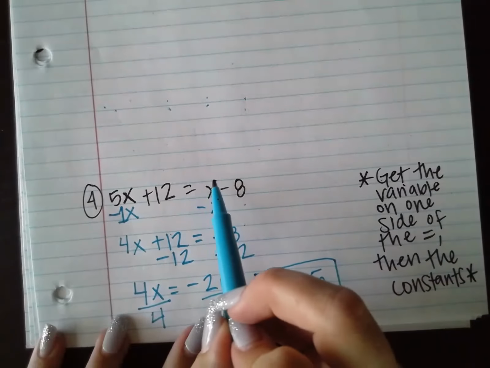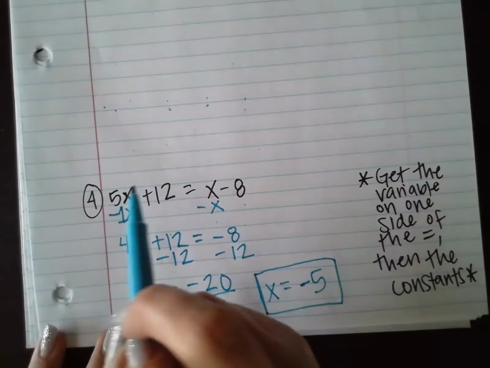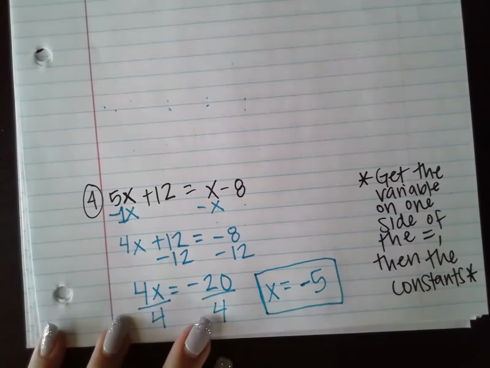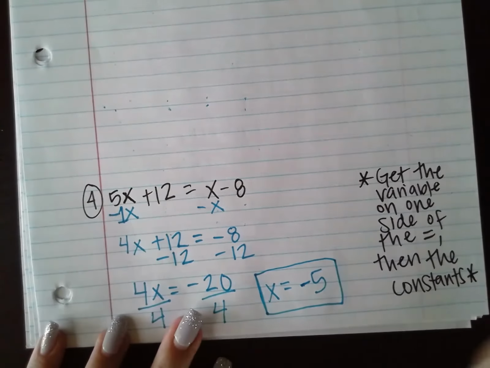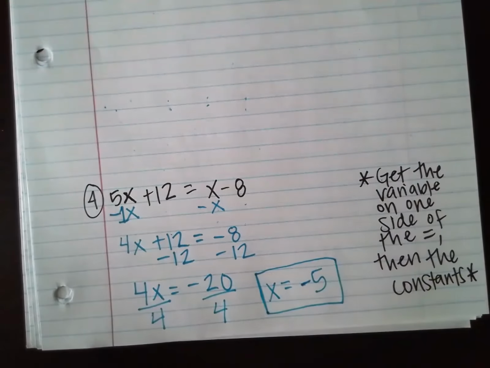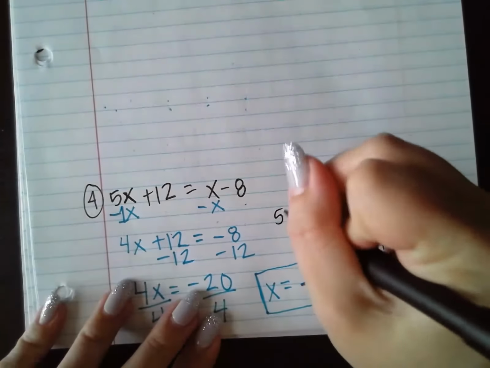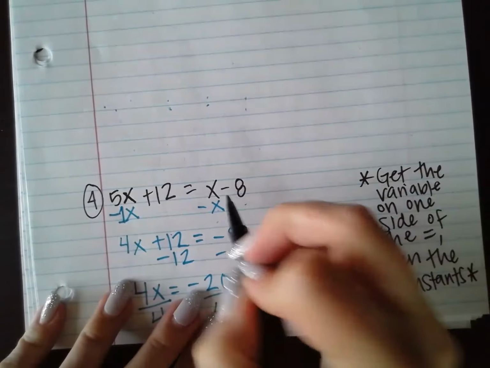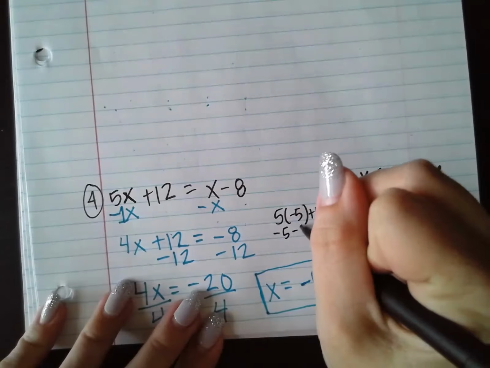And if I went back and if I plugged in negative 5 here, and if I plugged in negative 5 here, I would end up with the same number on both sides of the equation. I have time in this video, so I can show you real quick. If I go plug it back in, I'm going to kind of do it really small right here. I will have 5 times negative 5 plus 12. And then on this side, I'm going to have negative 5 minus 8.